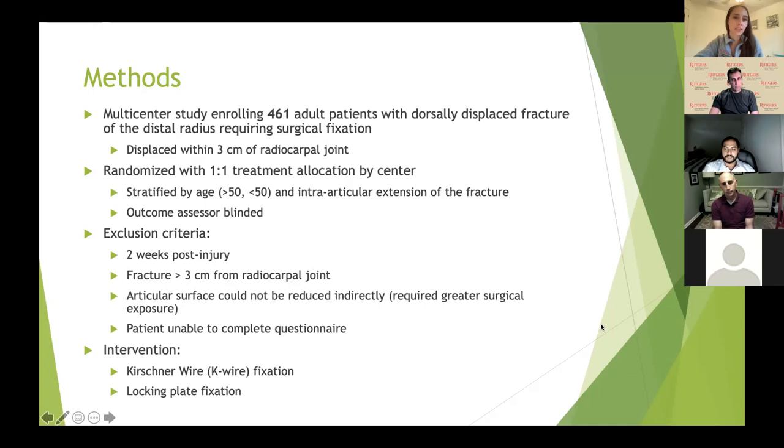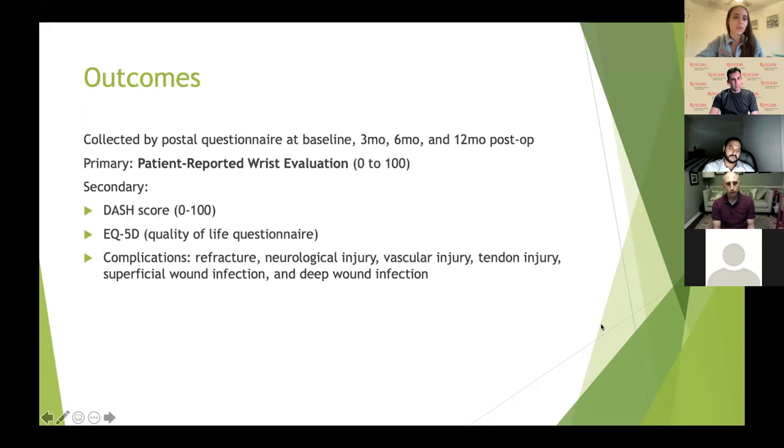There was no blinding of surgeons or patients because that would be impossible, but the outcome assessors were blinded. So when they received the data from the patients, those inputting and recording it did not know which group the patients belonged to. And as I mentioned, the intervention was either K-wire fixation or locking plate fixation using a volar plate. The outcomes were collected by postal questionnaire at baseline, 3 months, 6 months, and 12 months post-operatively.